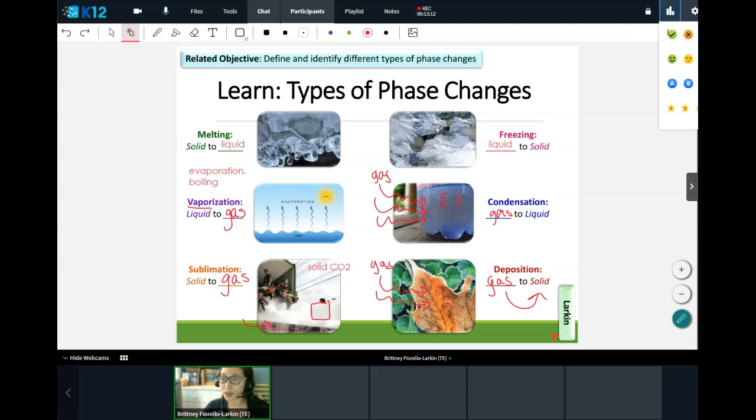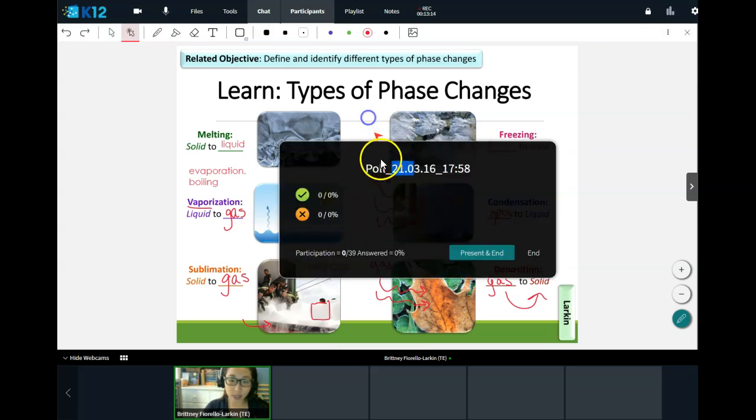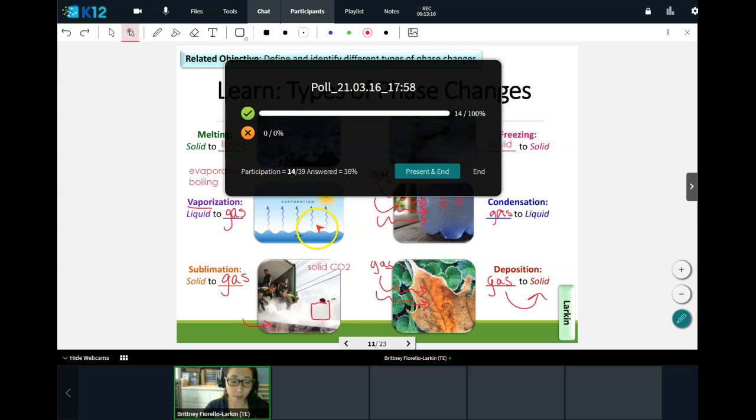Go ahead and give me a green check, orange X if these are beginning to make sense. Make sure you start committing that vocab to memory, especially sublimation and deposition, because we will have a check for understanding on it in just a few slides.